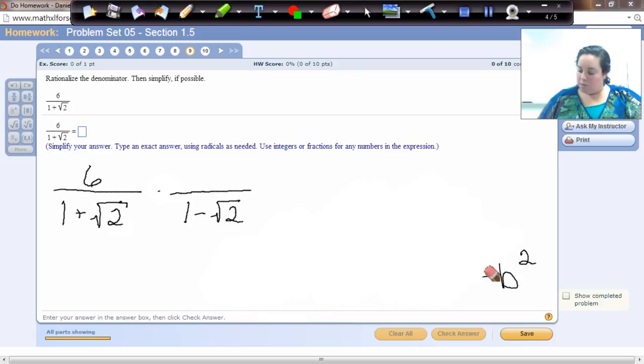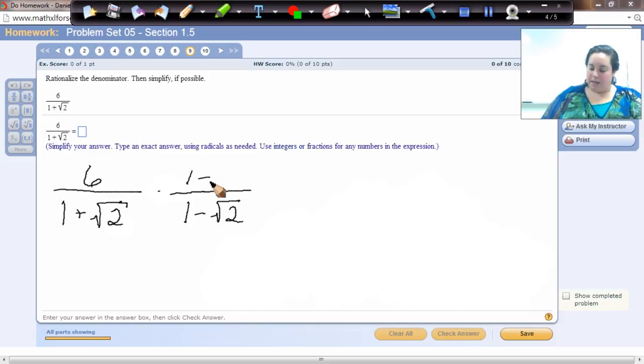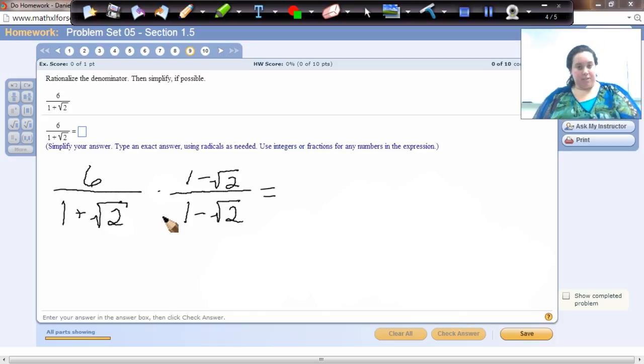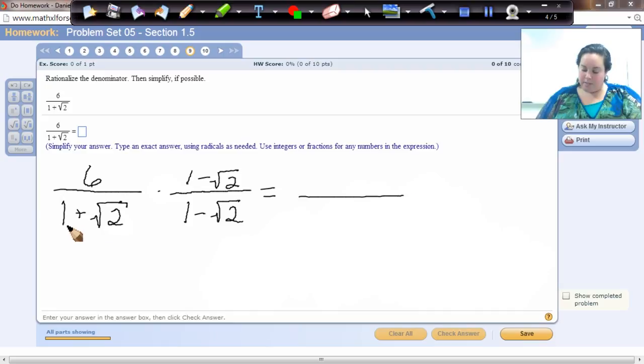If we multiply by 1 minus square root of 2 in the bottom, we need to multiply by 1 minus square root of 2 on the top as well. Because remember, we can only multiply by 1 if we don't want to change our fraction. So we're going to multiply this by 1. This is a clever choice of 1: 1 minus square root of 2 over 1 minus square root of 2. Anything over itself is just 1. So we're good.